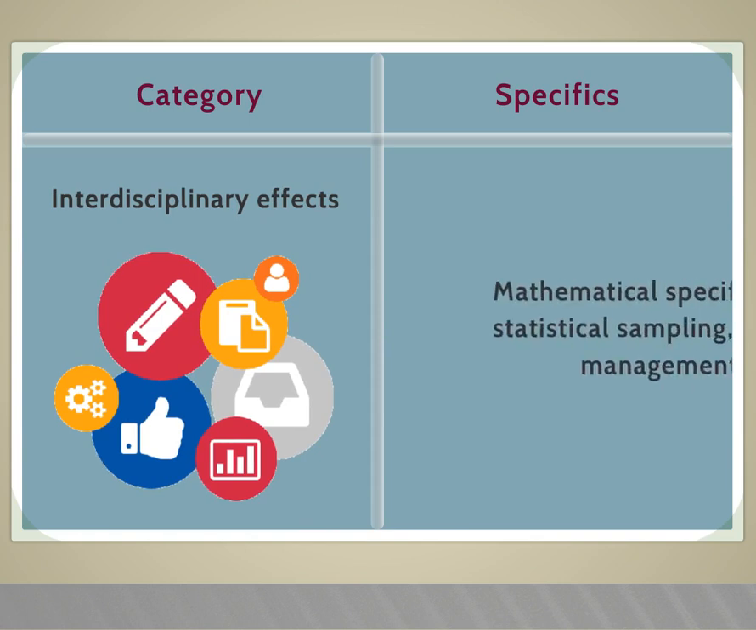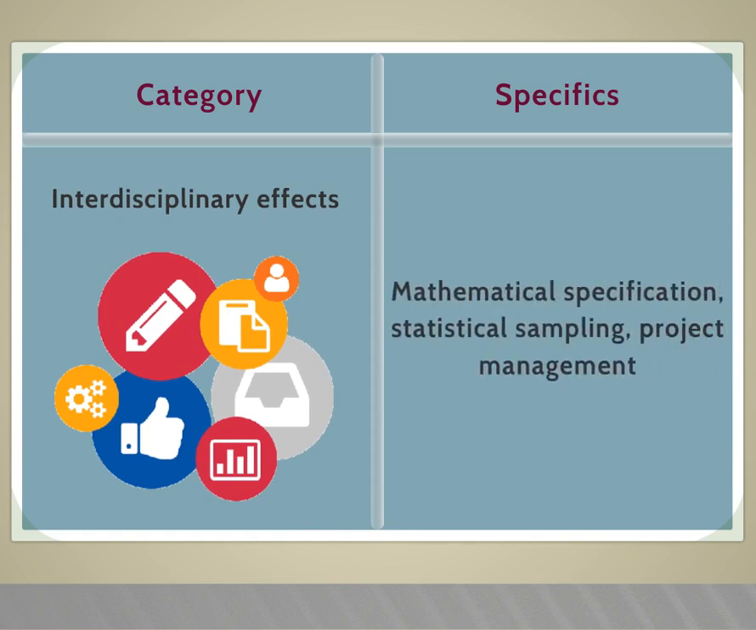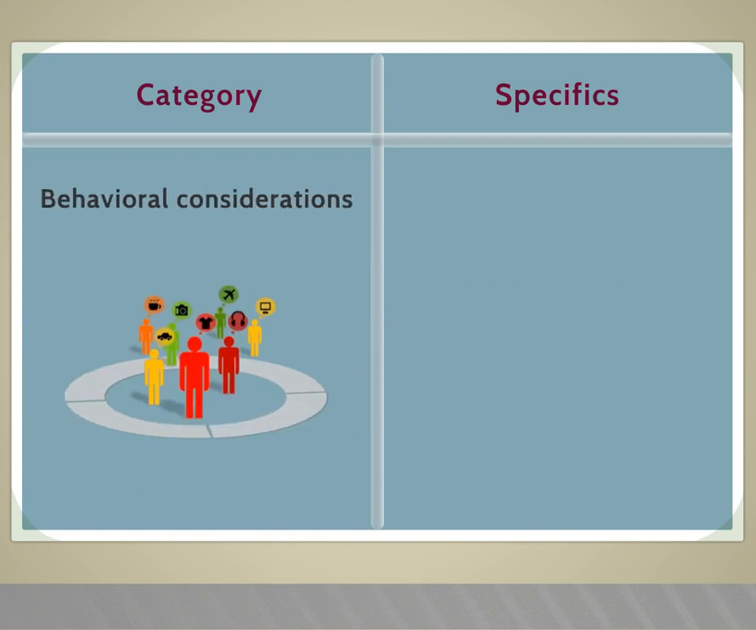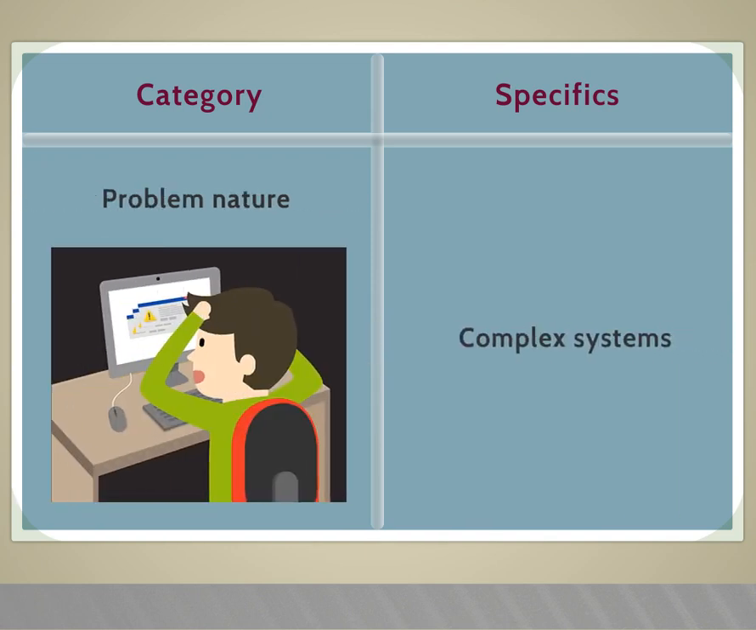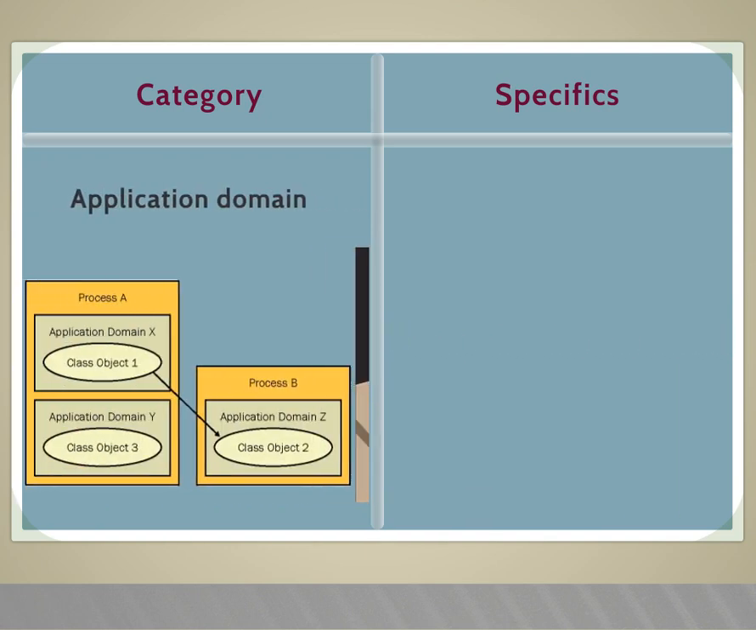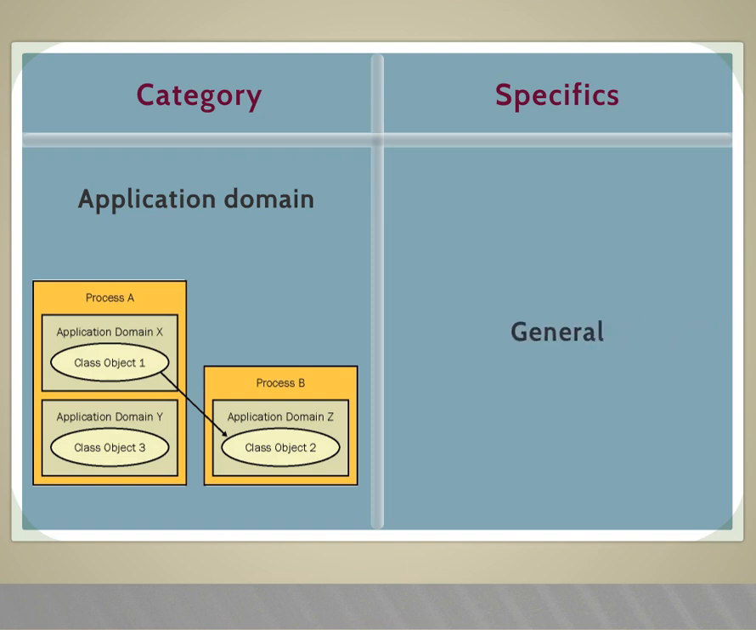Interdisciplinary effects. Mathematical specification, statistical sampling, project management. Behavioral considerations. Peer review teams. Problem nature. Complex systems. Application domain. General.